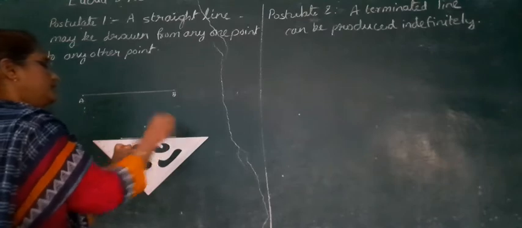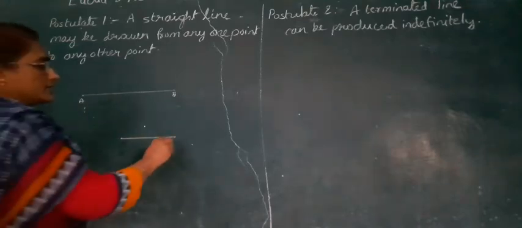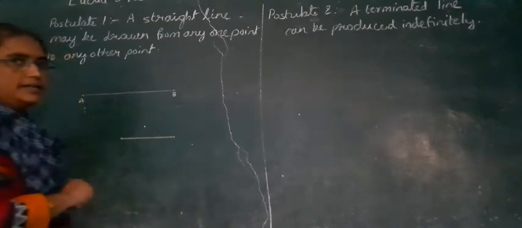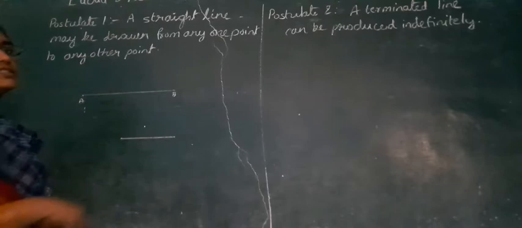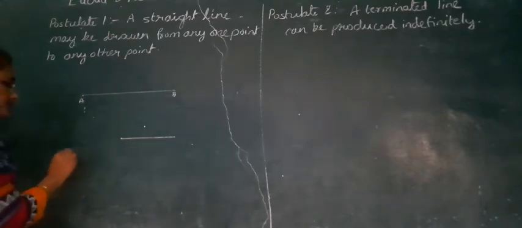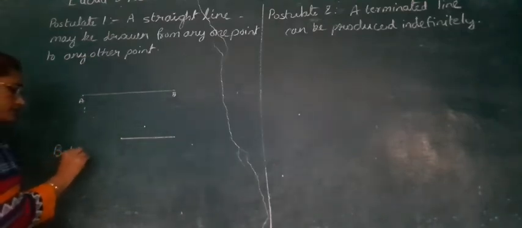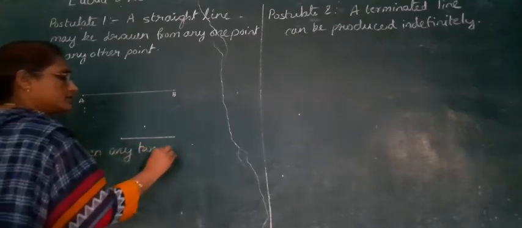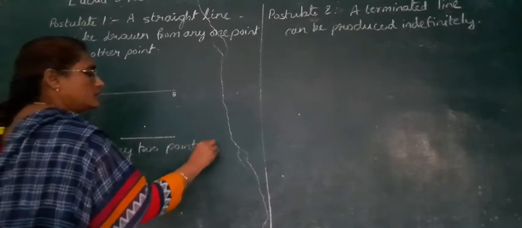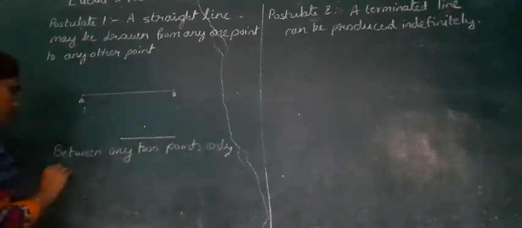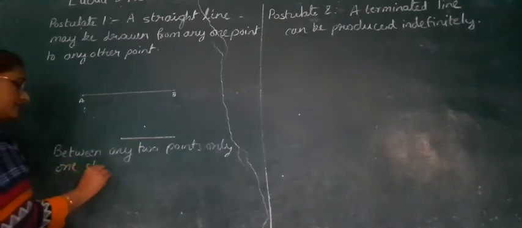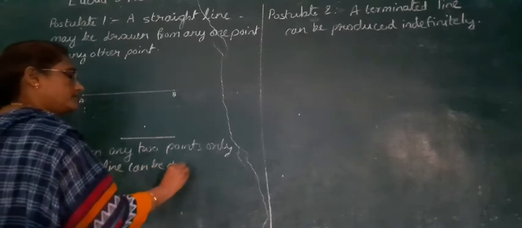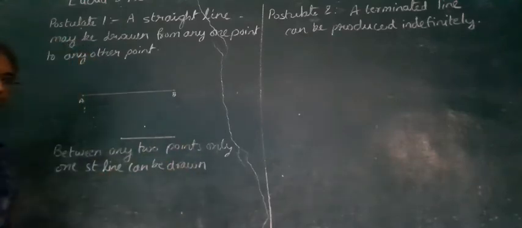Between any 2 points only one straight line can be drawn by joining those 2 points. This is what postulate 1 states. So we can write like this: between any 2 points only one straight line can be drawn. This is what the first postulate states.